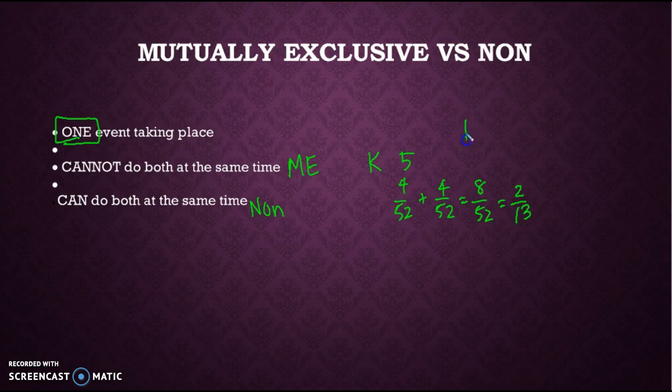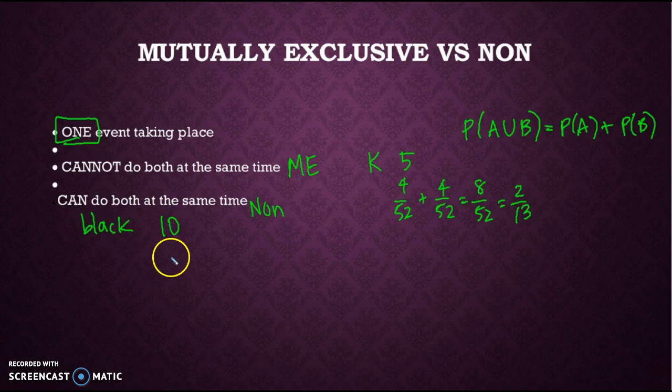Our formula written out is the probability of A or B, so I want either a king or a 5. It's just A plus B. Just add them together. That's it. If you can do both at the same time, so if we were going to do a black card and a 10, I have two black cards that are 10s. I have the 10 of spades, the 10 of clubs, so I can get both a black card and a 10 at the same time. That's why they're non-mutually exclusive.